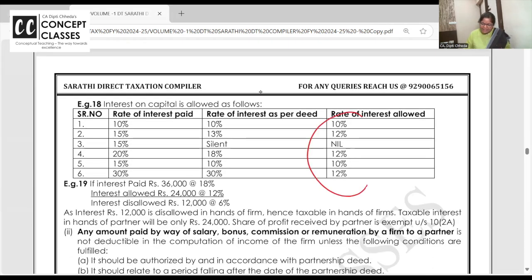इसके लिए मैंने ये एग्जाम्पल पूरे दिए हैं. Like it is actually paid 15, but deed तो silent है. Now, if deed is silent, don't say, ma'am, in income tax we can pay 12% interest on capital. No, nil. 12% is allowed subject to mentioned in deed. Deed में ही नहीं है तो कैसे allow करें?